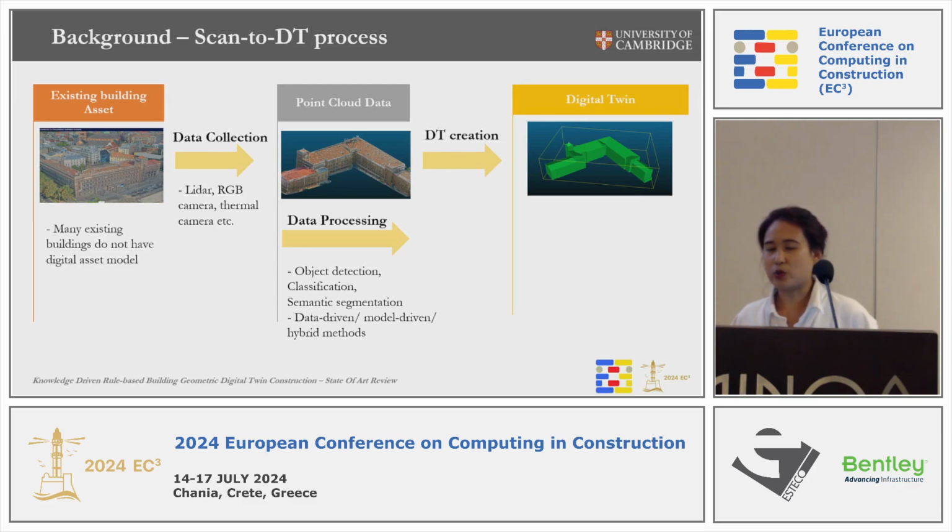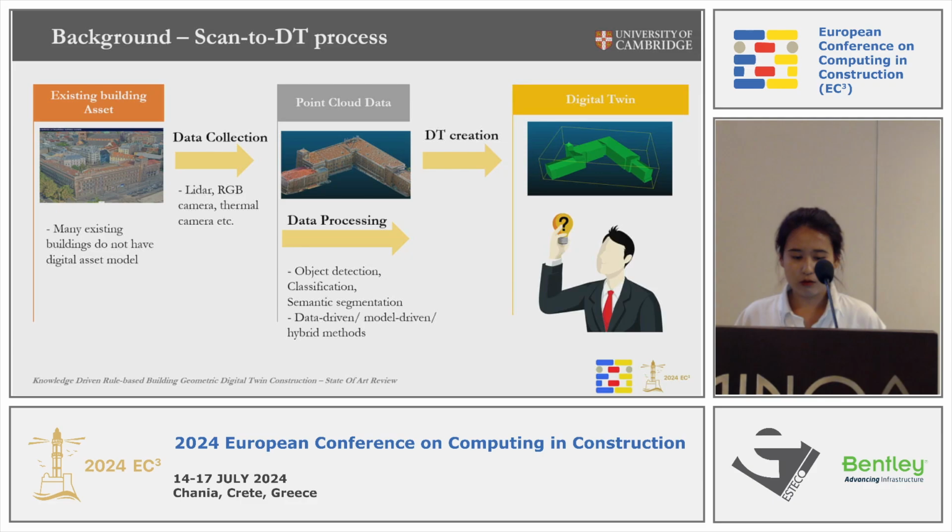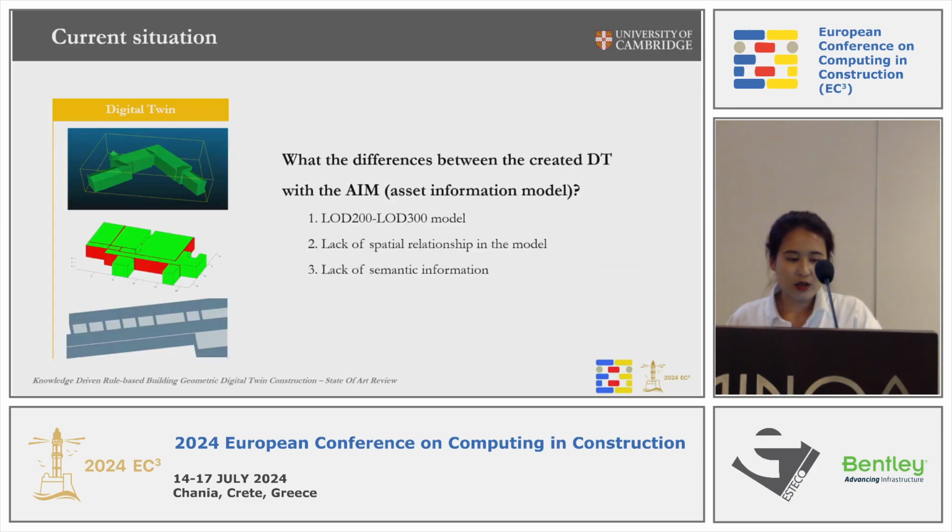However, how do we use the digital twin that comes from the point cloud data? So this is why I started this research. Let's say the current situation is that we have a lot of data and many digital twins. They come from scanning point clouds, no matter what the data source is. But we want to use this model in our management process, right?